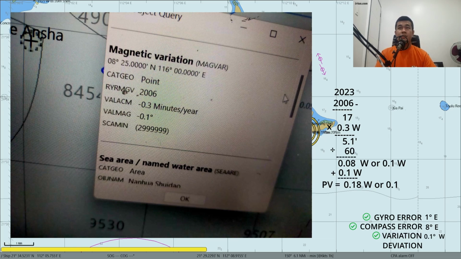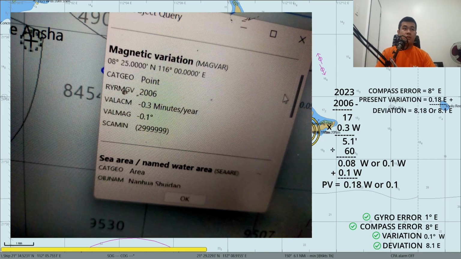Now to get our deviation, we need our compass error and present variation, which we have now. We have a value of 8 degrees for our compass error, and then 0.18 for our present variation. Now, since it has the same sign, we add 8 degrees plus 0.18 equals 8.18 east. Okay. Thank you.